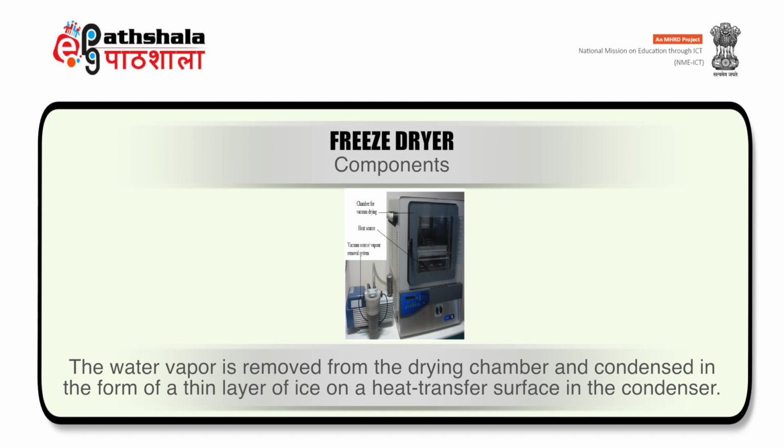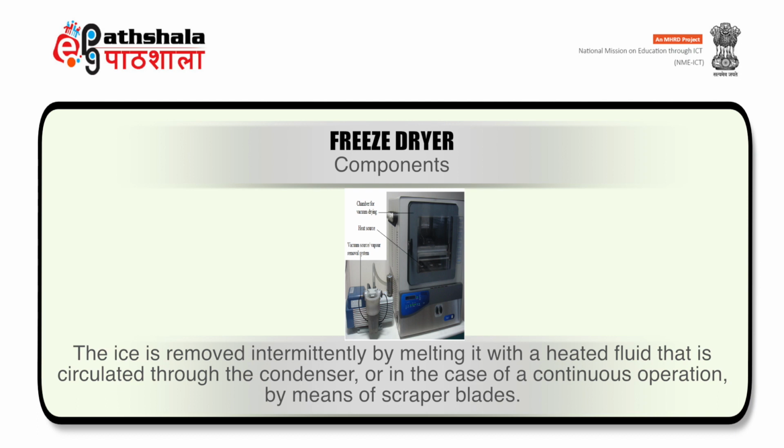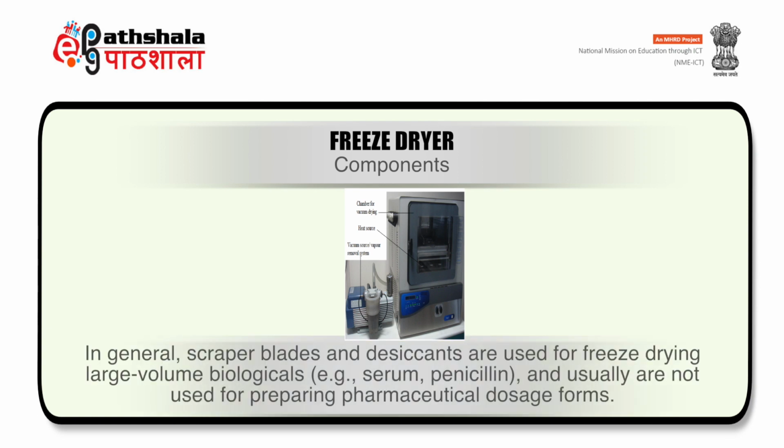The water vapor is removed from the drying chamber and condensed in the form of a thin layer of ice on a heat transfer surface in the condenser. The ice is removed intermittently by melting it with a heated fluid that is circulated through the condenser, or in the case of a continuous operation, by means of scraper blades. Liquid or solid desiccants are often employed in the initial vapor removal to enhance the efficiency of the pumps removing the water vapor. In general, scraper blades and desiccants are used for freeze drying large volume biologicals like serum, penicillin, and usually are not used for preparing pharmaceutical dosage form.